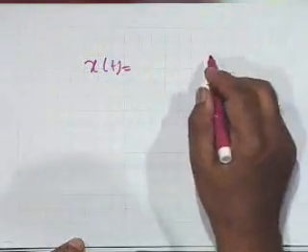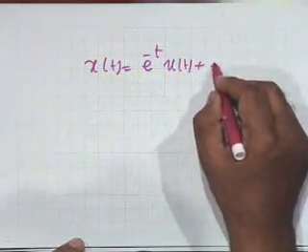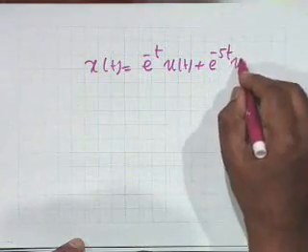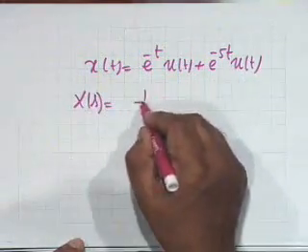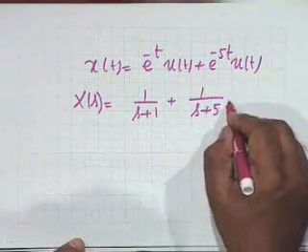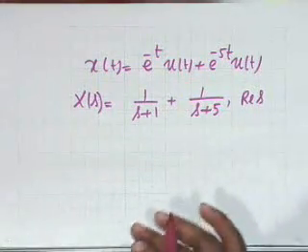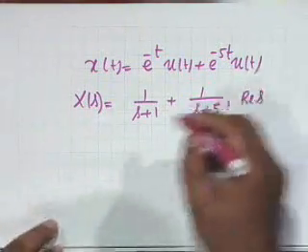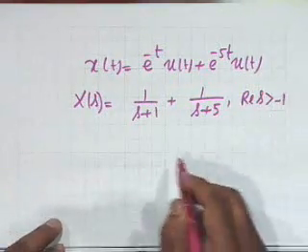Let us consider this example in a little more detail. x of t is e to the minus t u of t plus e to the minus 5t u of t, and we said capital X of s is equal to 1 by s plus 1 plus 1 by s plus 5. Now, we don't write the ROCs individually, we just write the ROC of the total X of s, that must be real part of s greater than minus 1.